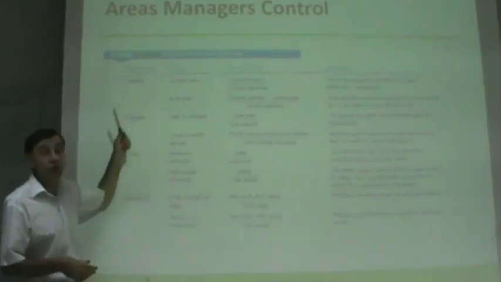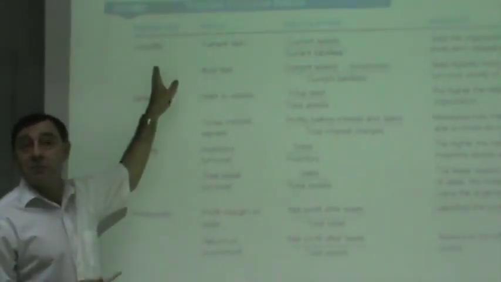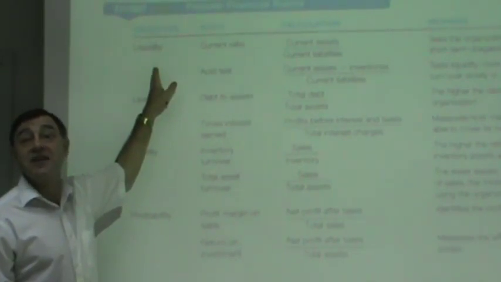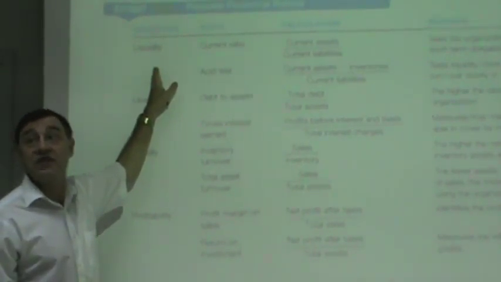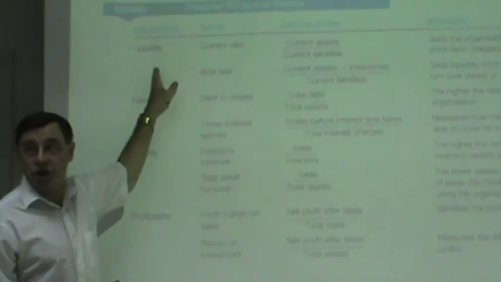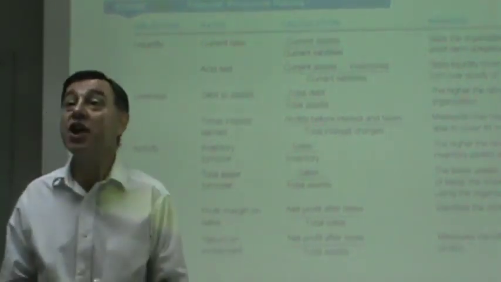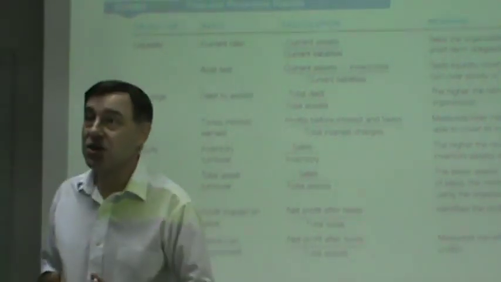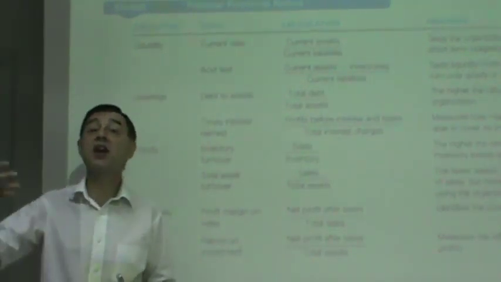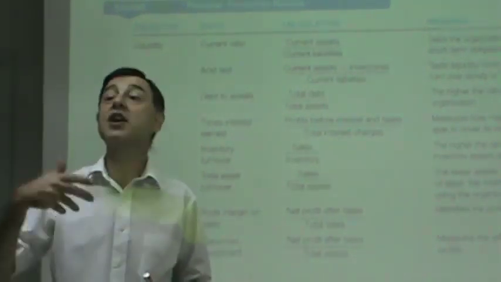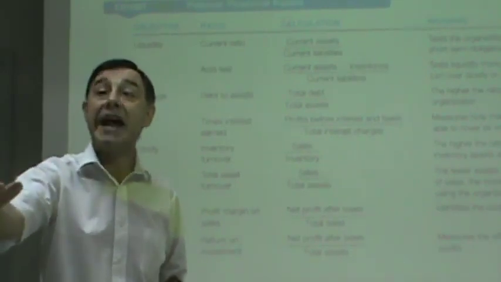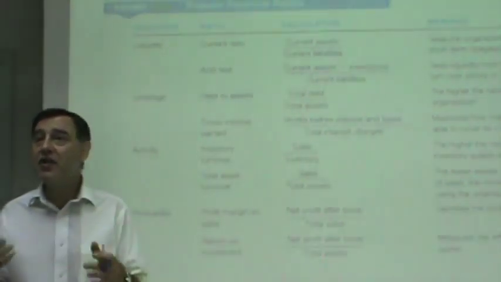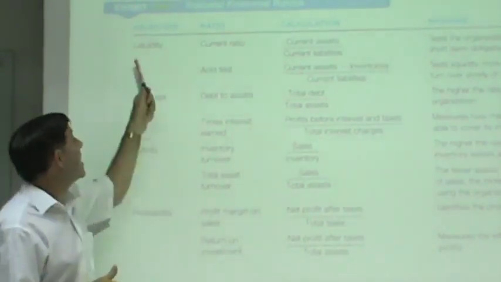So, liquidity ratios measure the organization's ability to service its debt, to service its obligations. Do they have enough money to pay their suppliers? Do they have enough money to pay their interest? Do they have enough money to pay their salaries? In other words, whatever expenses they have to make, they have enough money to do it.